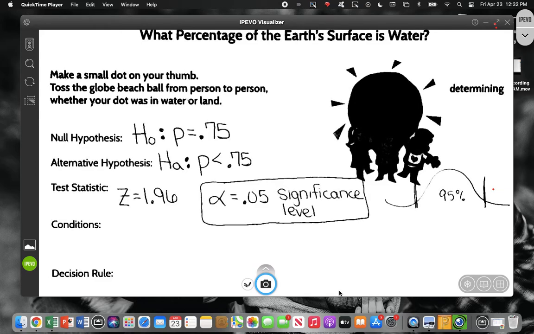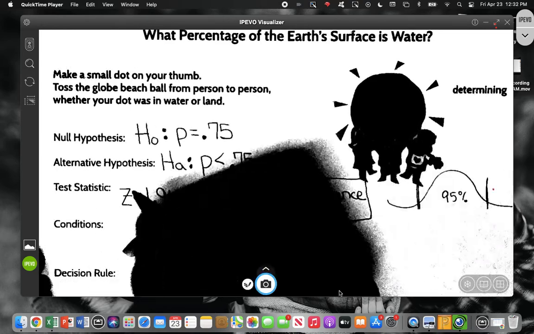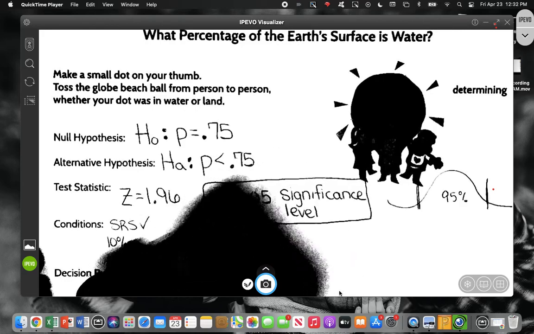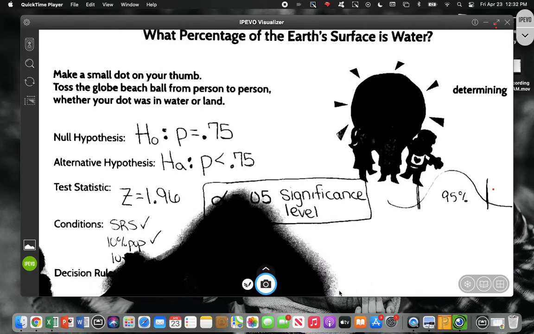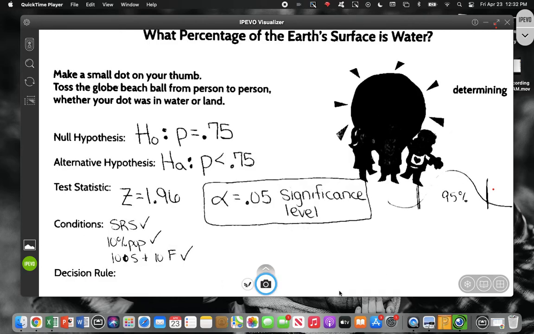And then yesterday we talked about our conditions. Since this was a proportion, we checked it was random. The 10% population did show that it was independent. And we had 10 successes and 10 failures. All right, so we have those. Now we left this decision rule blank.